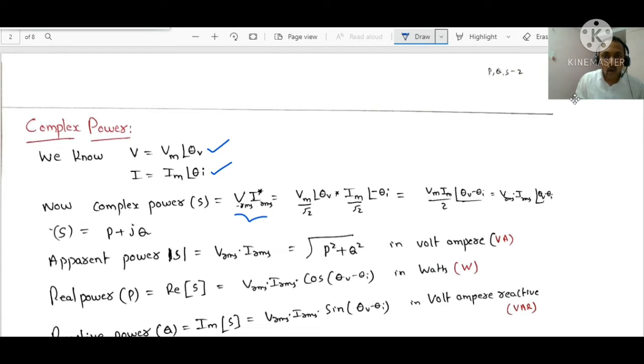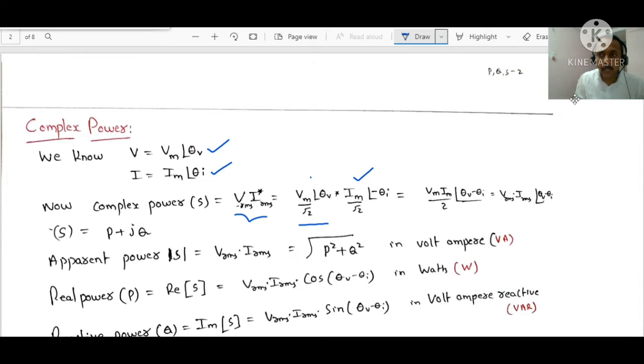Now the complex power is defined as the product of Vrms into Irms conjugate. Vrms equals Vm by root 2 at an angle theta V. Irms equals Im by root 2. As we are having the conjugate, instead of theta I, this is important, minus theta I you have to take. Clear?